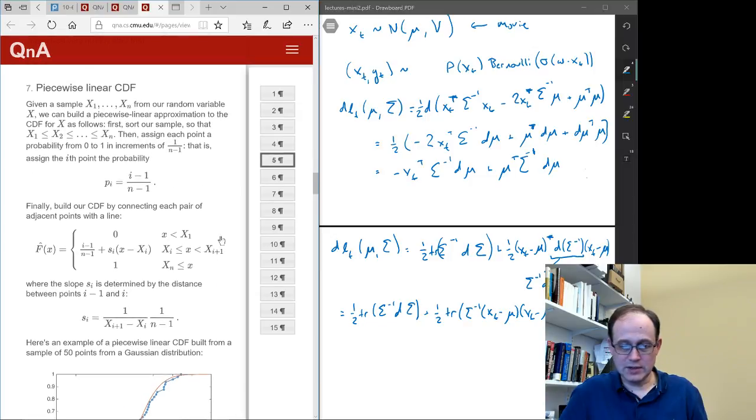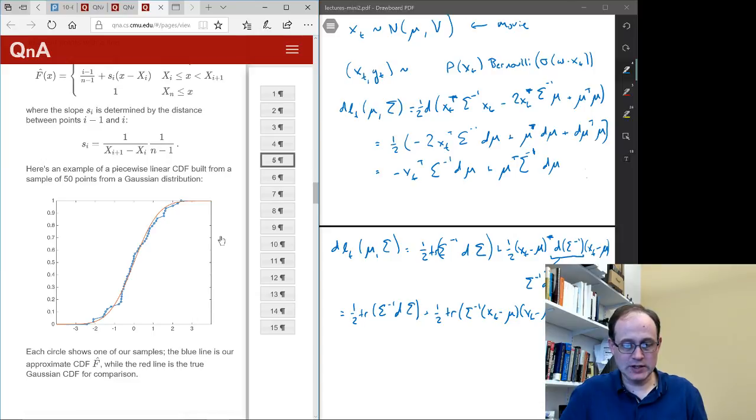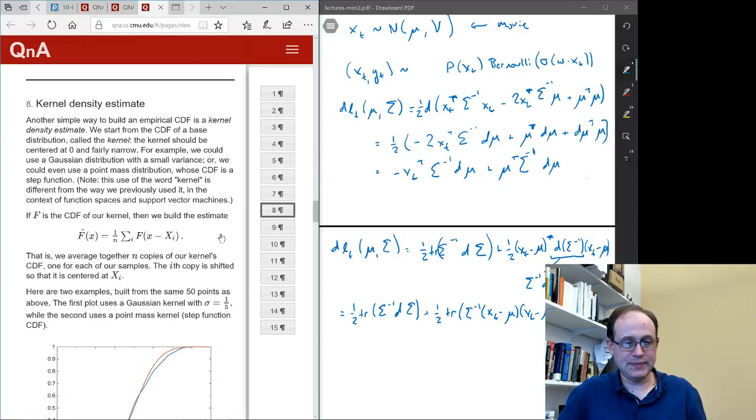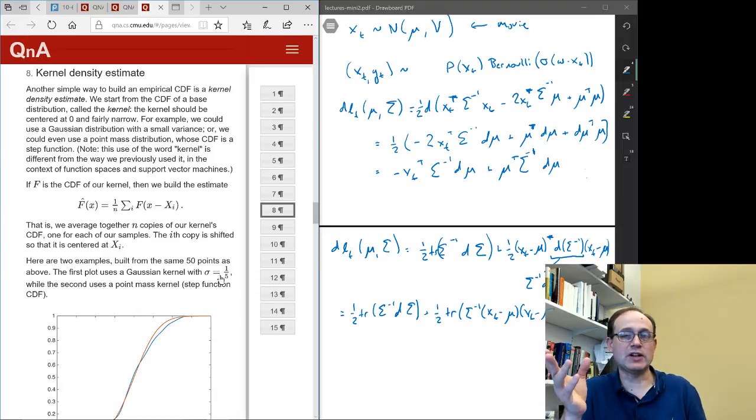All right. So that's piecewise linear CDFs. Just sort your points, assign each one a probability in even increments, and then connect the points with a line to make a CDF. The other thing that you can do is what's called a kernel density estimate. So the kernel density estimate starts from something called a kernel, which is, so I guess first I should say the word kernel is overused. So we used it in the first mini in relationship to function spaces and support vector machines and that sort of thing. This is not that kind of kernel, right?